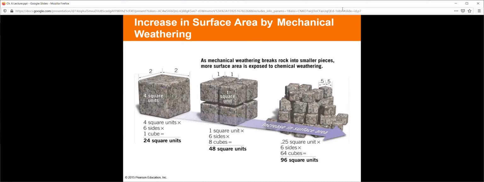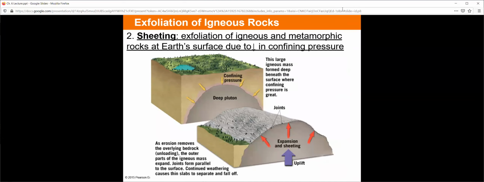Mechanical weathering works essentially by increasing surface area. I'm sure we're all more or less aware of what surface area is. The more surface you have, the more weathering you have. The more weathering you have, the more surface area is produced. Cool. Sheeting would be another example of mechanical weathering.